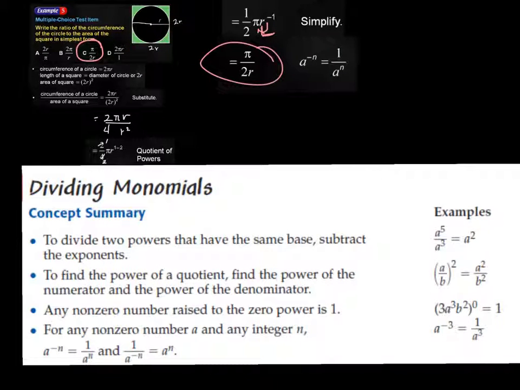And now we have everything you'd ever want to know about dividing monomials in one convenient location. To divide two powers that have the same base, subtract the exponents. To find the power of a quotient, find the power of the numerator and the power of the denominator. Any non-zero number raised to the 0 power is always and forever 1. For any non-zero number a and any integer n, a to the negative n is the same as 1 over a to the n, or 1 over a to the negative n is a to the positive n. Be positive, people.